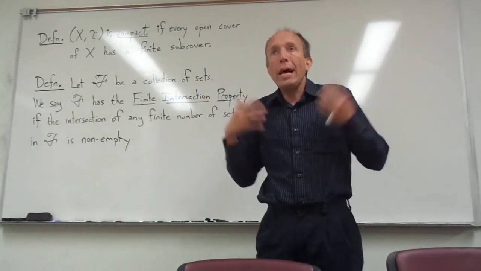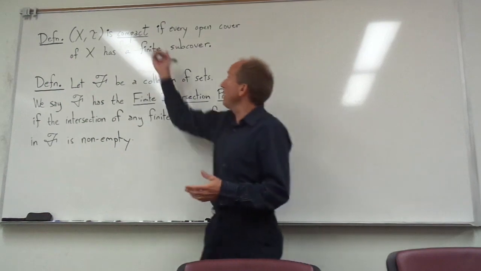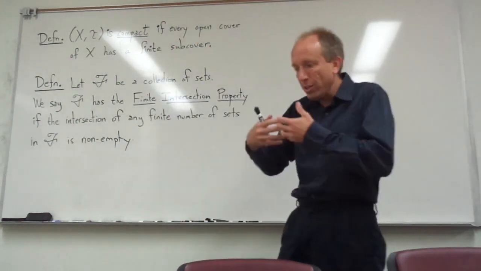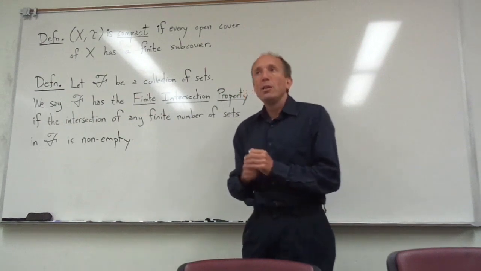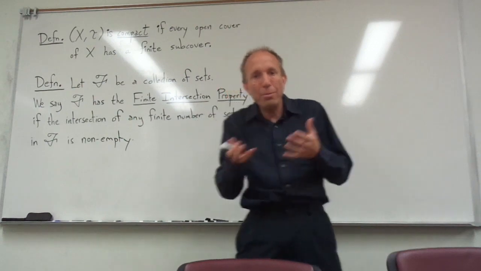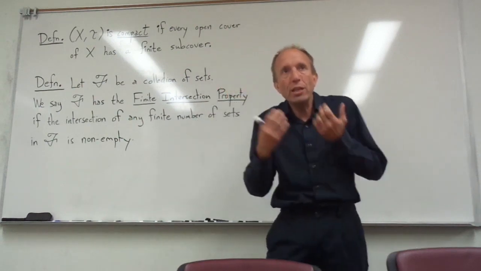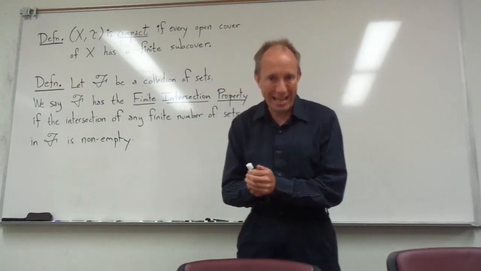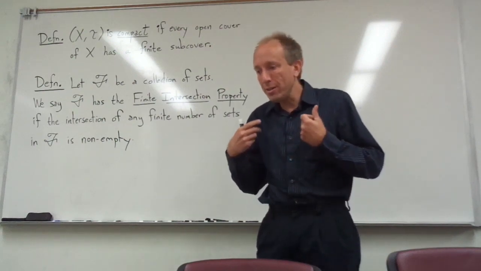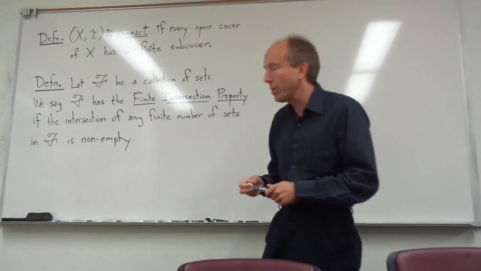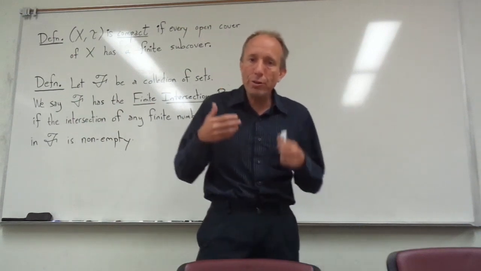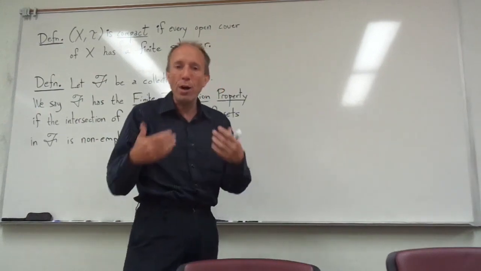So that, of course, is a description that is based on open sets, because an open cover consists of a collection of open sets. So it might be natural to wonder, is it possible to describe compactness using closed sets instead? Turns out the answer is yes. And in order to tell you what that characterization is, I'm going to introduce something called the finite intersection property.